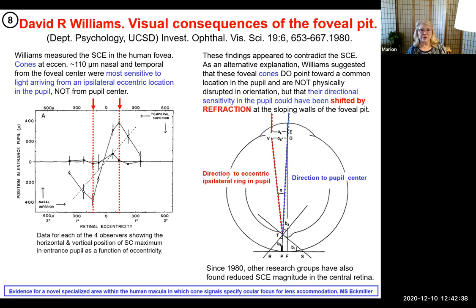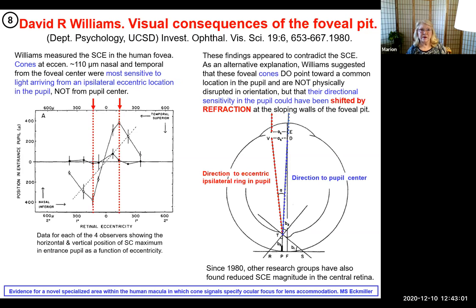So I became more interested in the specific specialties of the central vision of humans. And in 2008, David Williams, while in UCSD, working with Don McLeod, published a paper which was very important called The Visual Consequences of the Foveal Pit.